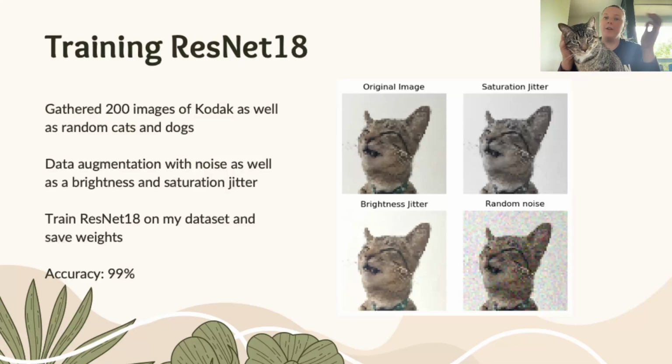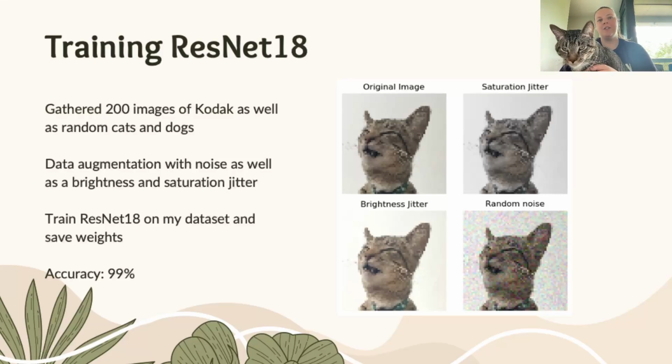And so the most difficult step of this whole project was actually training my object classifier to identify Kodak, as he is a standard issue gray-brown tabby. He's not very unique, but I did what I could. And so I gathered about 200 images of Kodak, as well as other random cats and dogs, including friends' cats, just in case we would see them.